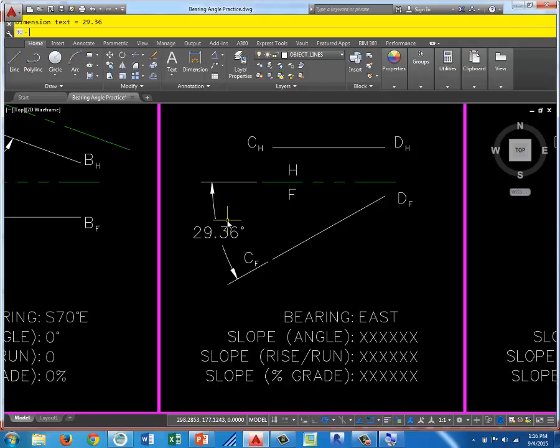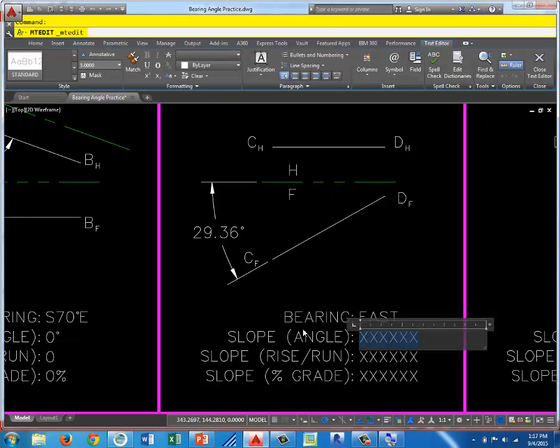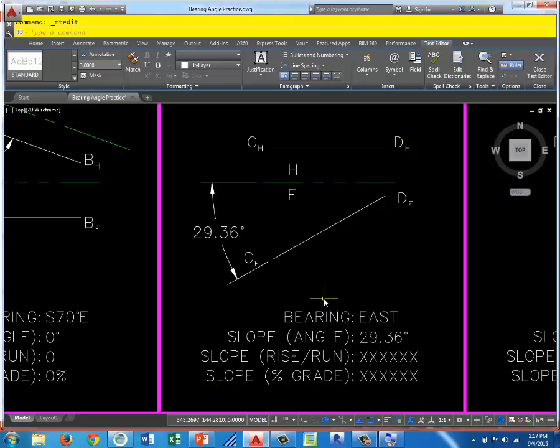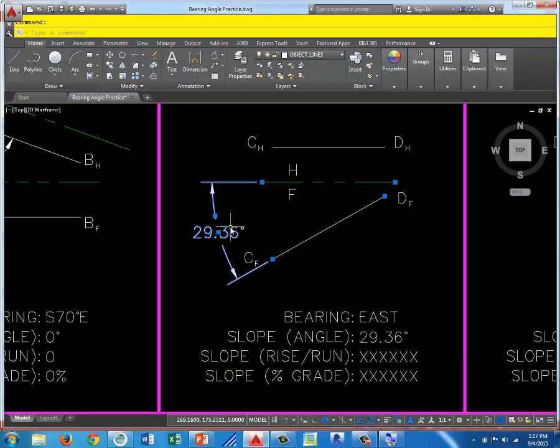Is this going to be positive or negative? So as I go from C to D, I'm going up towards horizontal, so it's positive. So 29.36%%d. And then I'll just delete that.